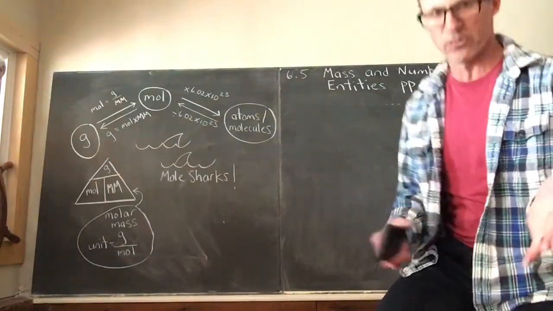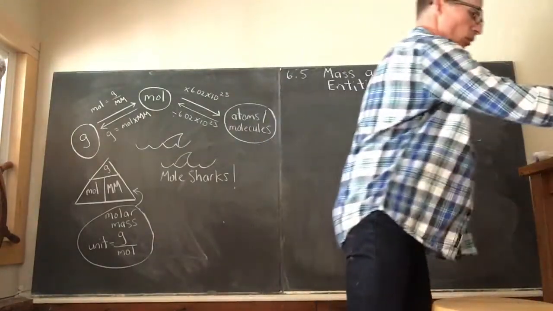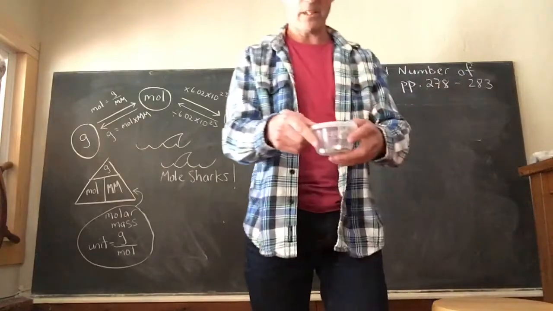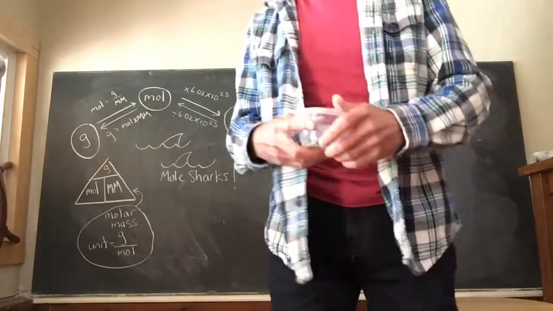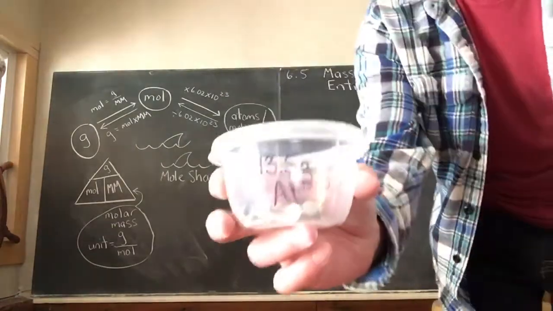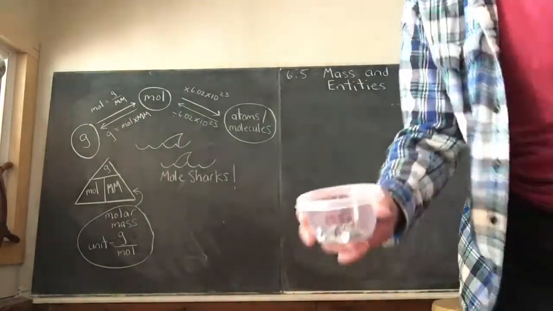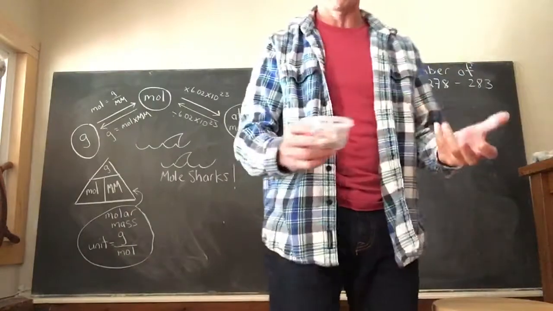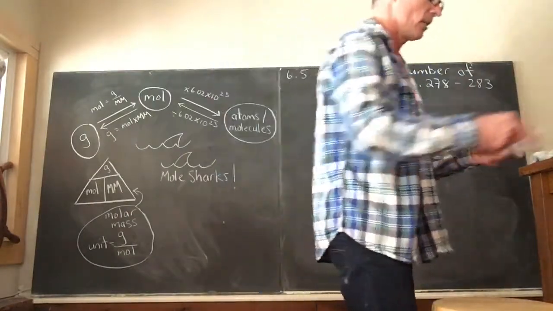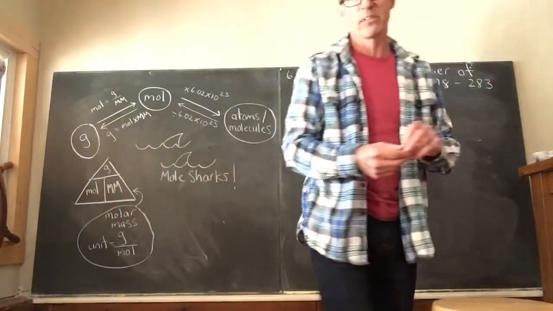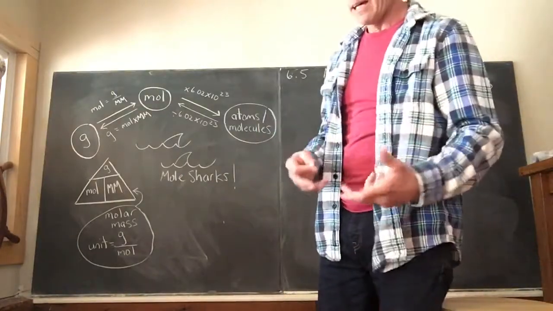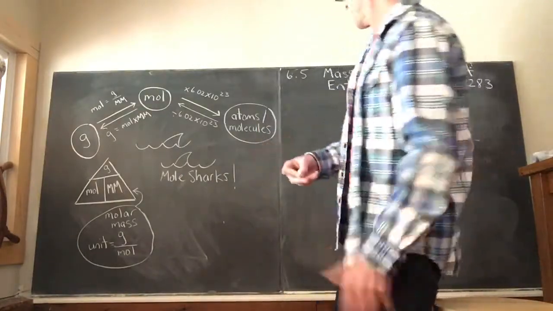All right, let's look at the aluminum that I gave you before. So you may remember that in a previous video, I gave you 13.5 grams of aluminum. And we were able to figure out how many moles that would be using our triangle. The question now is, can we figure out how many atoms there are? And the answer is yes.